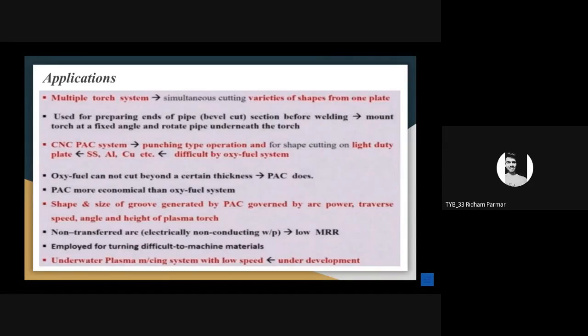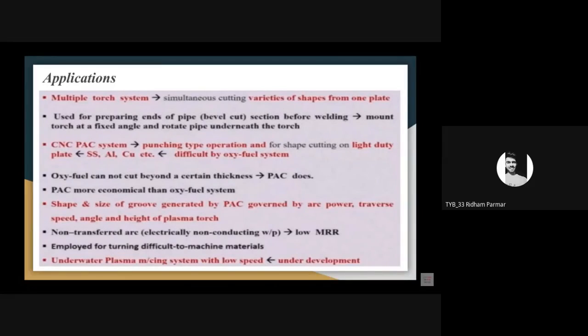They are useful for punching type of operations as well as for shape cutting on light duty plates made up of stainless steel, aluminum, and copper, which are difficult to machine by the oxy-fuel system. The oxy-fuel system can cut plates up to a definite thickness, beyond which only the plasma cutting system can do the job. In case of thick plate, PAC is much more economical than the oxy-fuel system.